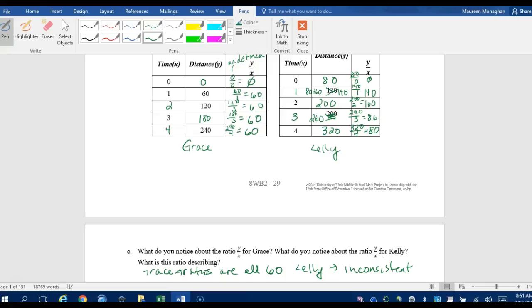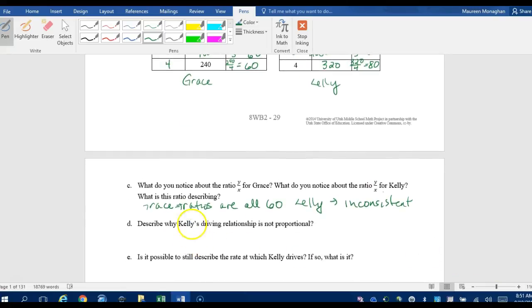So it looks like Grace is having a constant ratio. So that means that there is a unit rate. So Grace has a unit rate of 60 miles per hour. Kelly, she does not have a unit rate. It's not consistent. We discovered that.